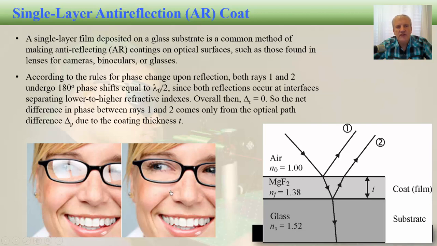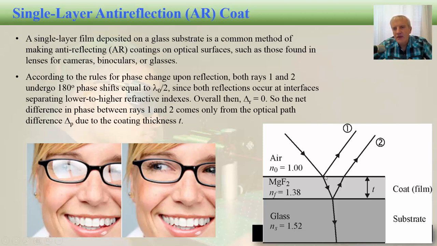According to the rules of phase change upon reflection, both rays 1 and 2, as shown here in the picture, undergo 180 degree phase shifts equal to lambda over 2, since both reflections occur at interfaces separating lower to higher refractive indices. What do we mean by that?